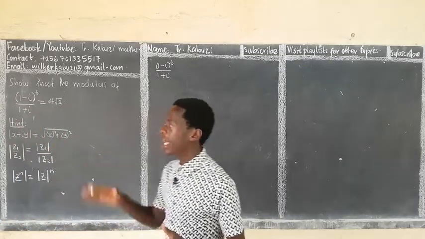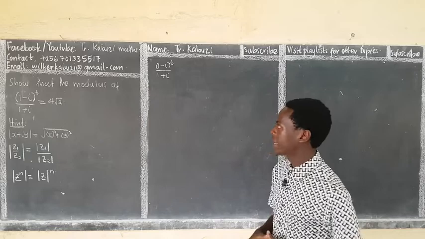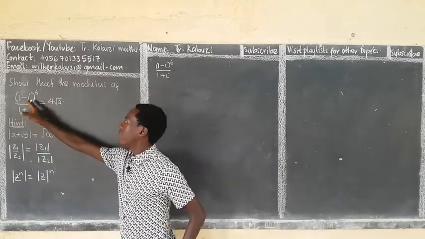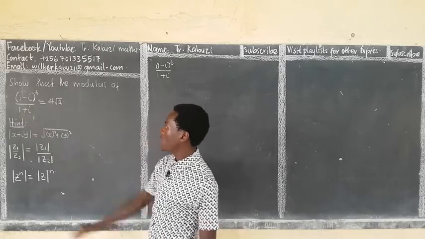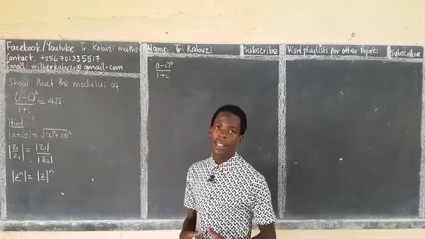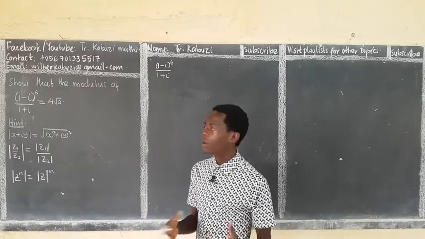Now we are going to see a number in complex. It says, show that the modulus of (1 minus i) to the power 6 over (1 plus i) is equal to 4 root 2. So this question is dealing with the modulus specifically of complex numbers.